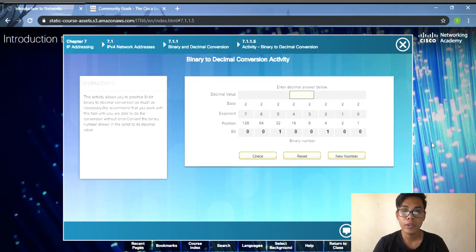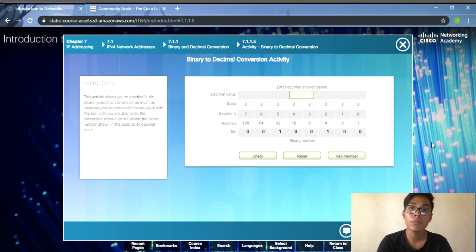So here is another activity. It is in page 7.1.1.5 and the title is binary to decimal conversion activity. The instructions say this activity allows you to practice 8-bit binary to decimal conversions as much as necessary. We recommend that you work in this tool until you are able to convert without error. Convert the binary number shown in the octet to its decimal value.